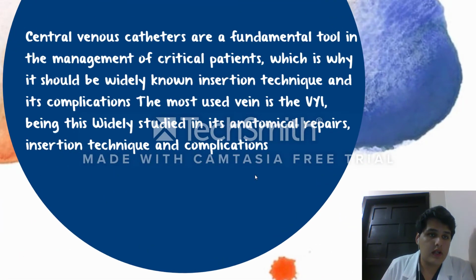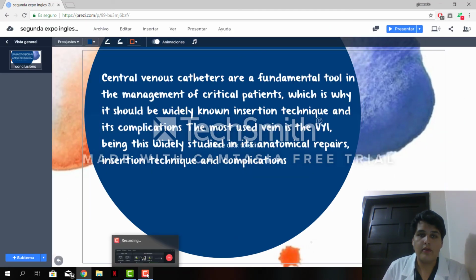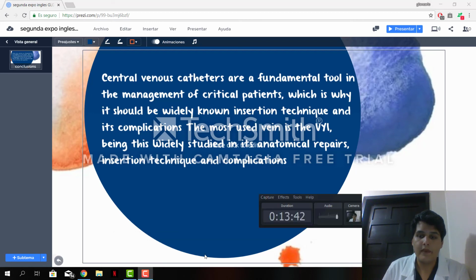Well, in the conclusions, central venous catheters are a fundamental tool in the management of critical patients, which is why the insertion technique should be widely known, and its complications. The most used vein is the internal jugular, being widely studied in its anatomical landmarks, insertion technique, and complications. So, if you want to do a catheterization, do it with an echo. It's more recommended. Thanks for watching.